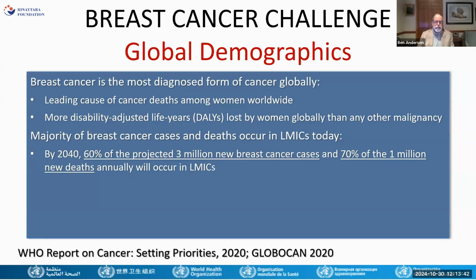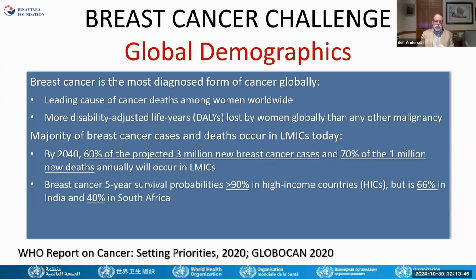If you look at 5-year survival, there's a huge range. In high-income countries, North America and Western Europe, 5-year survival is greater than 90%, but it's 66% in India and 40% in South Africa, which is probably closer to what is seen in Nepal. While this is a clear statement of disparity, it is also a statement of opportunity, because it shows that we actually do know what to do. The question is, how do we do it in settings that don't have everything that we have established?